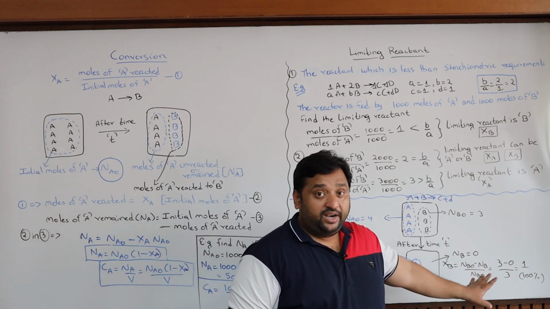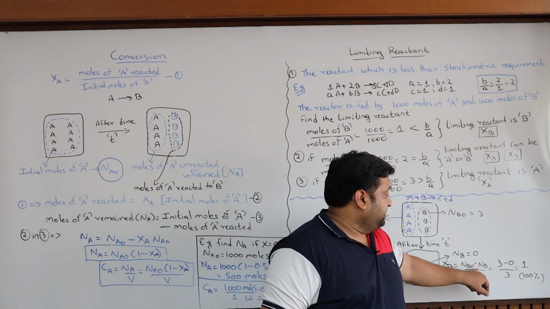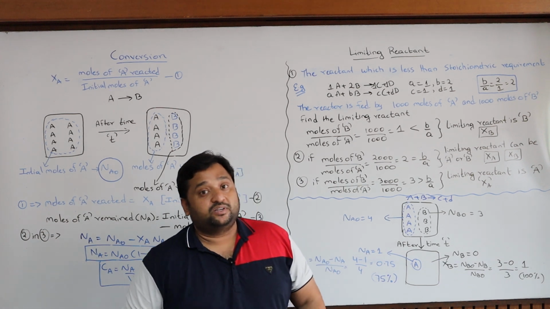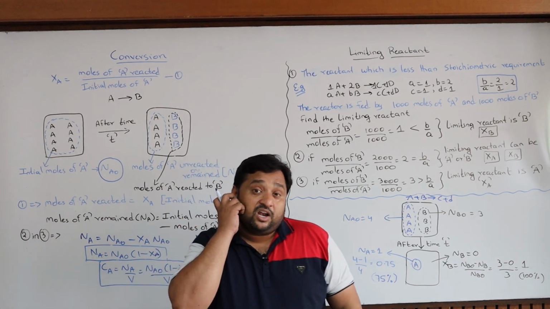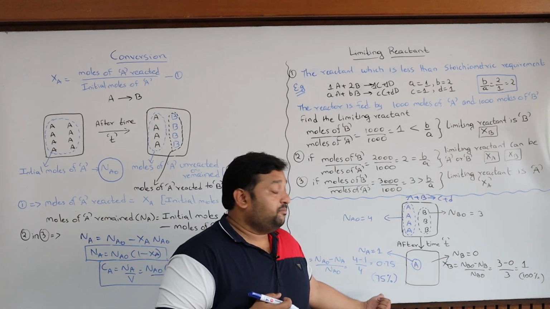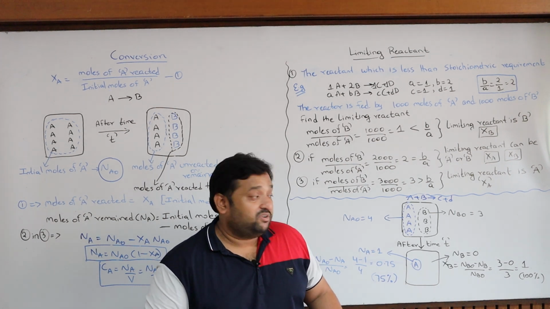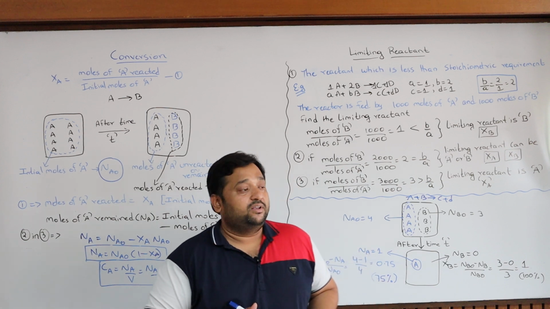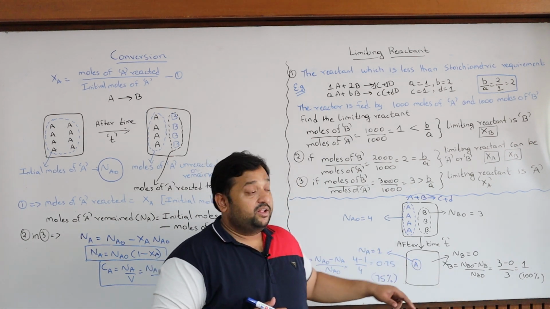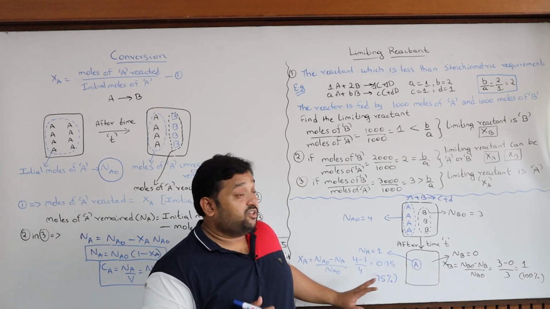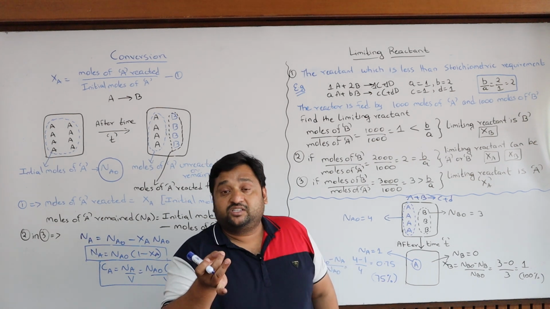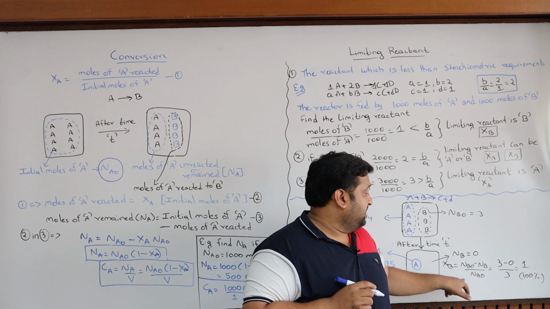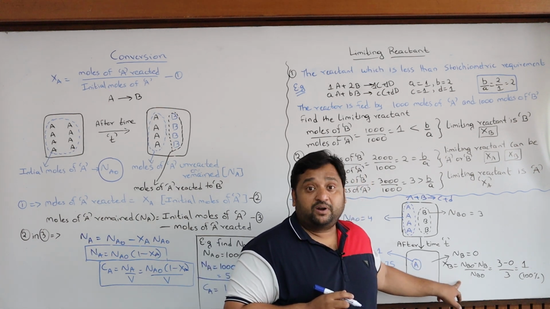Similarly, if you apply the formula in terms of B, XB is equal to (NB0 minus NB) by NB0, that is 3 minus 0 by 3, which is 1, that is 100%. Now see whether my reaction got 75% conversion or 100% reaction happened. Which one do I have to take? Obviously the one which is consumed first in the reaction, you have to take that as the real conversion. That means the reaction actually happened 100%.